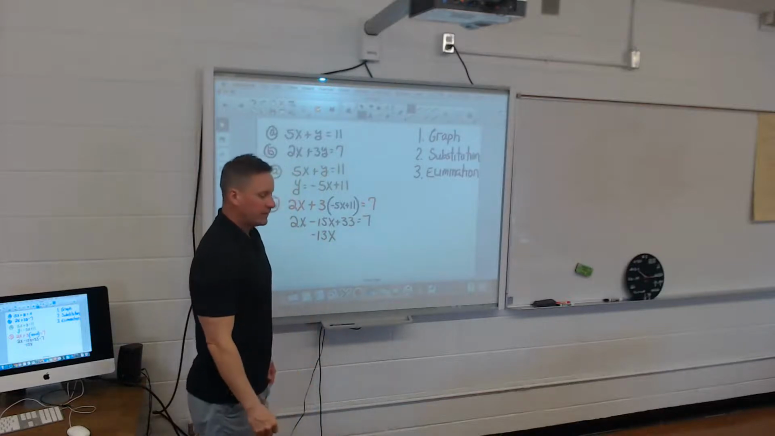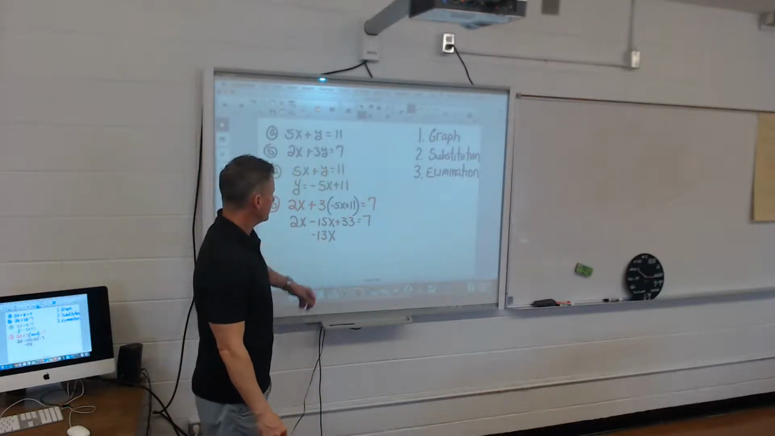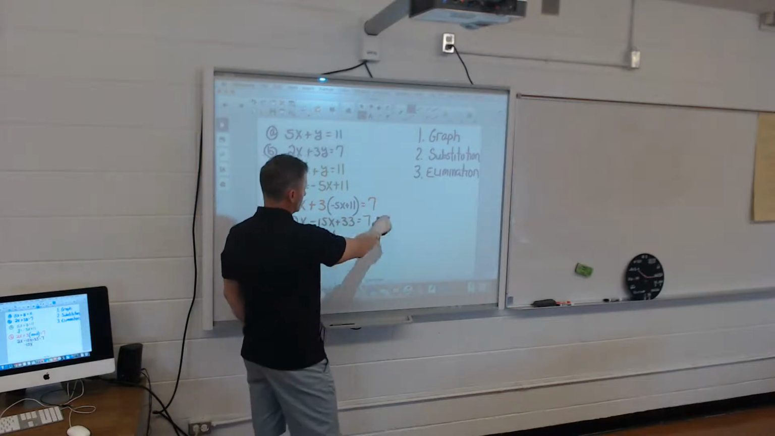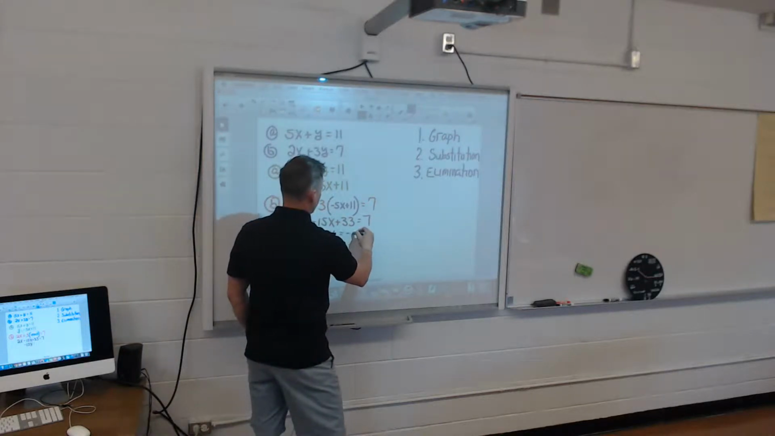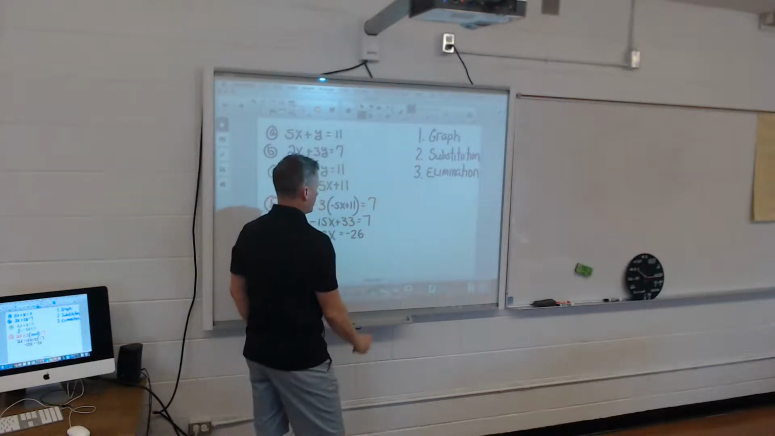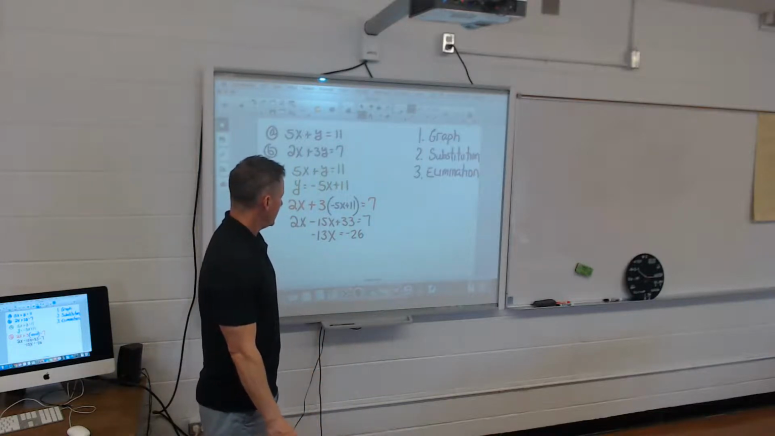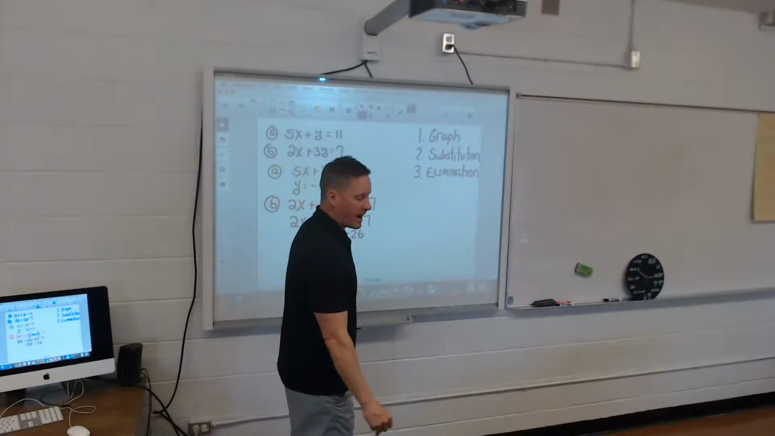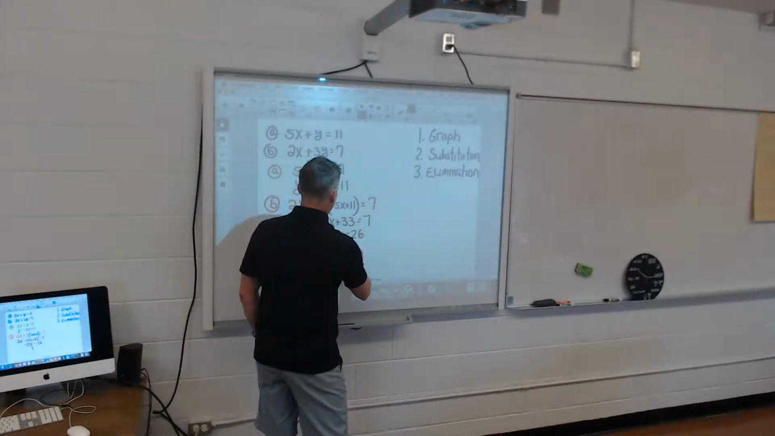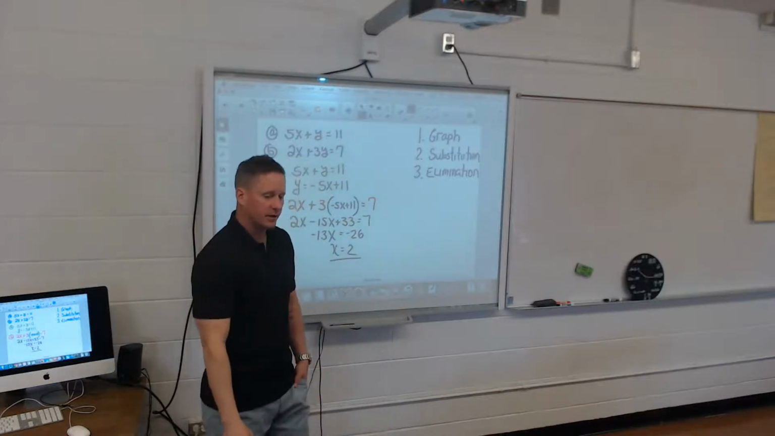2x subtract 15x is minus 13x. I'm going to subtract 33 to that side. I get minus 26. All right. Now I solve for x. I divide by negative 13. X is equal to 2.